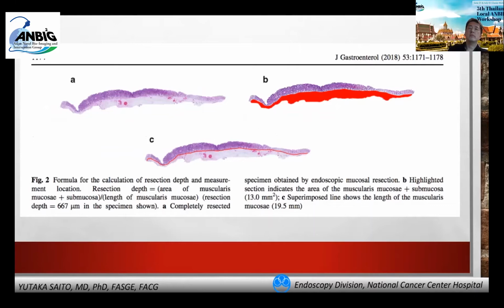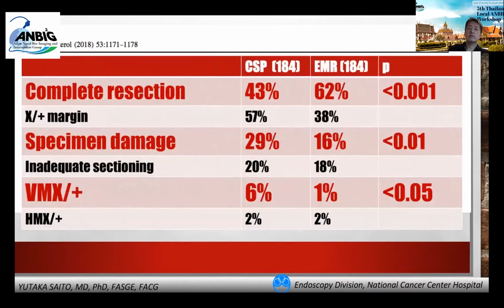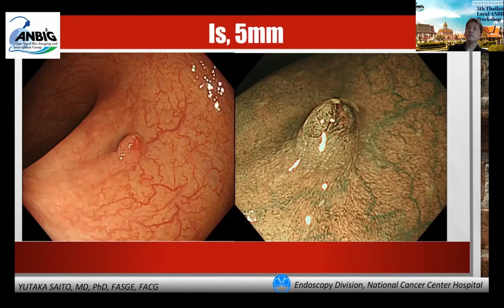And as you know, the muscularis mucosa is difficult to cut by cold snare polypectomy. The complete resection rate is statistically lower in cold snare polypectomy compared to EMR. And importantly, the vertical margin positive or unknown rate is much higher in the cold snare polypectomy group. So it is really important not to perform CSP for high-grade dysplasia or carcinoma.